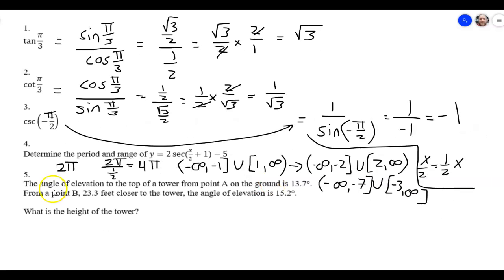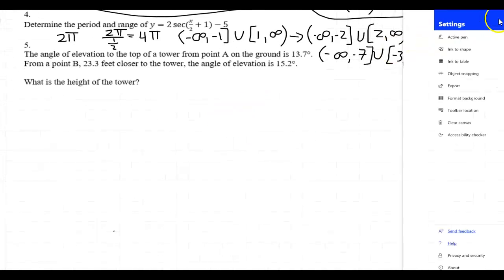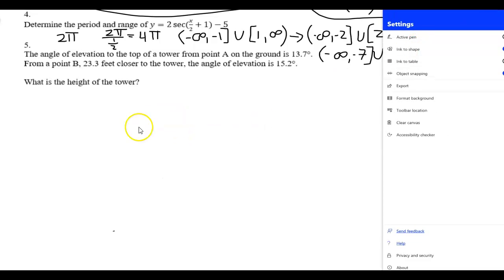All right, now for number 5, we have the angle of elevation to the top of a tower from point A on the ground is 13.7 degrees. From point B, it's 23.3 feet closer to the tower. The angle of elevation is 15.2 degrees. What is the height of the tower? All right, so what we're going to do here, I'm going to give myself a little bit more room, is I'm going to go ahead and draw this out.